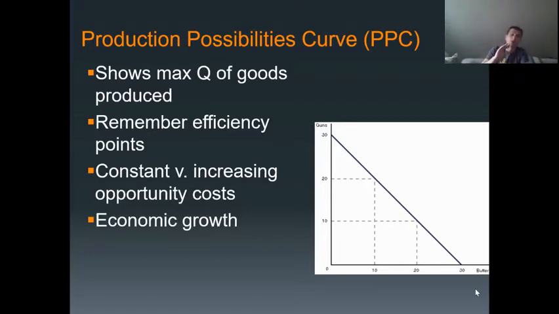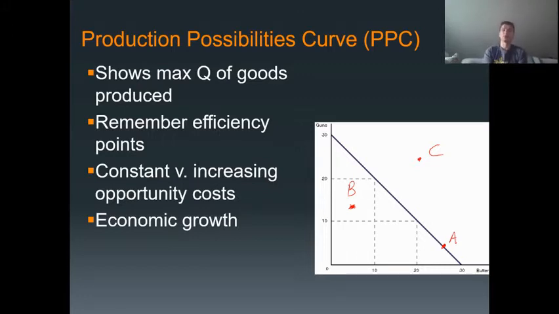When you're looking at a PPC, remember efficiency points. It's efficient anywhere along the curve. It is inefficient anywhere under the curve. So if I put a point here and label it point B, that's inefficient. If I put a point here and label it A, that is efficient. And if I put a point up here and label it C, that can't occur yet. You need economic growth for that.